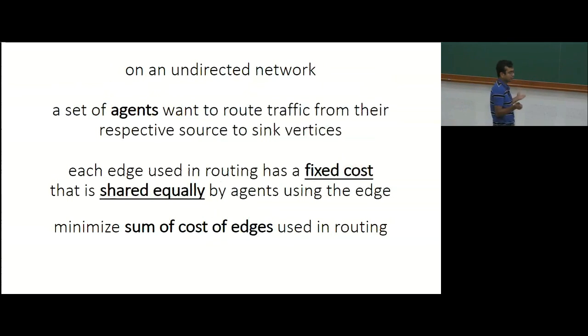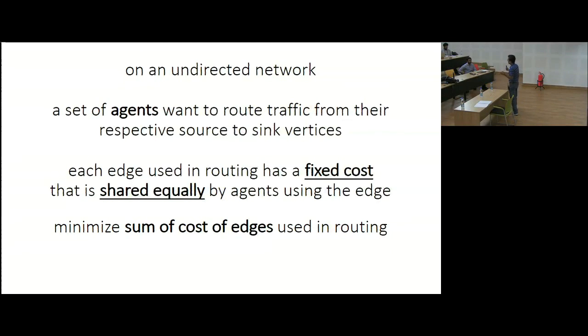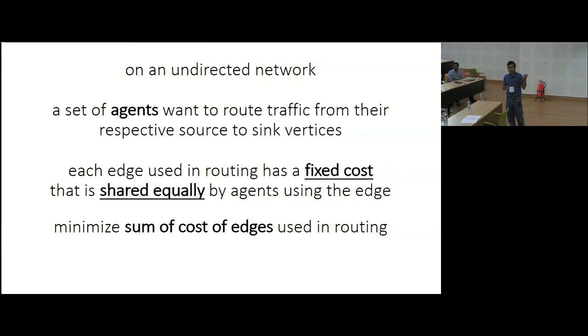I have an undirected graph, an undirected network. And I have a set of agents on this network who want to route traffic. Every agent has a source and a destination, and wants to select a path from the source to the destination to route traffic. How do they share the cost of routing?